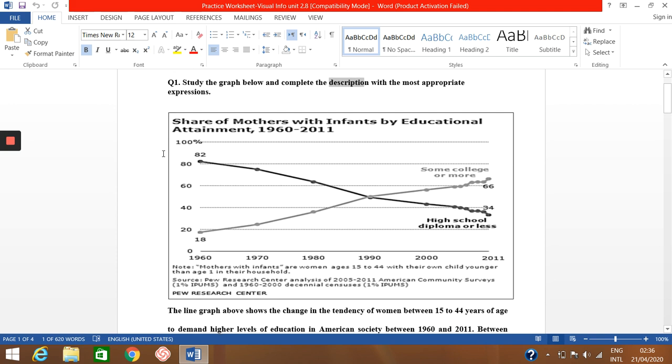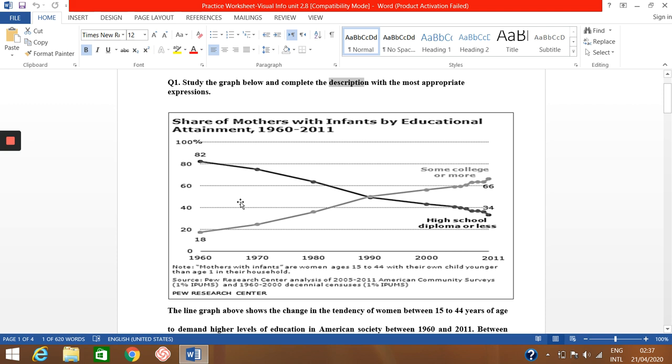So in order to study the graph, we need to have a look at it. And of course, when you have a graph like this, you need to look at every single aspect of that graph, starting from the title itself. As you can see here, the title says: share of mothers with infants by educational attainment, for the period between 1960 to 2011. So this is the title of this chart here.